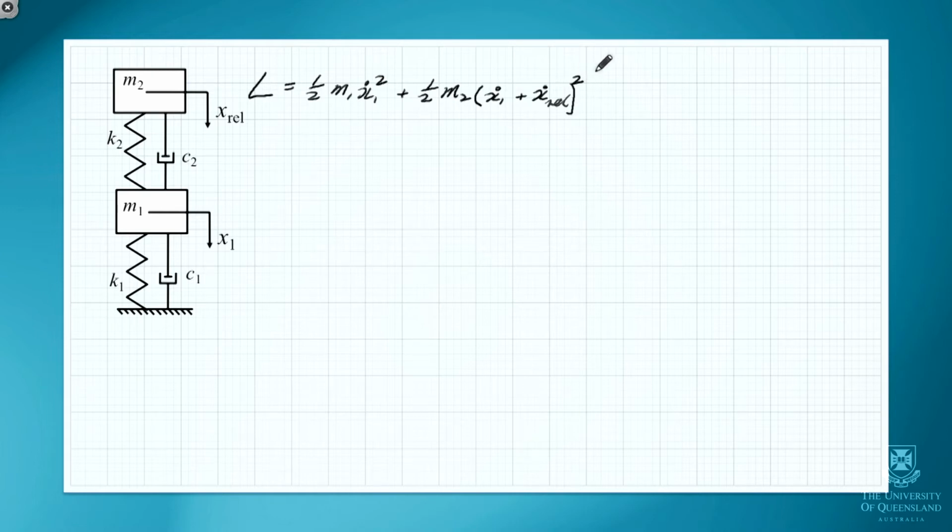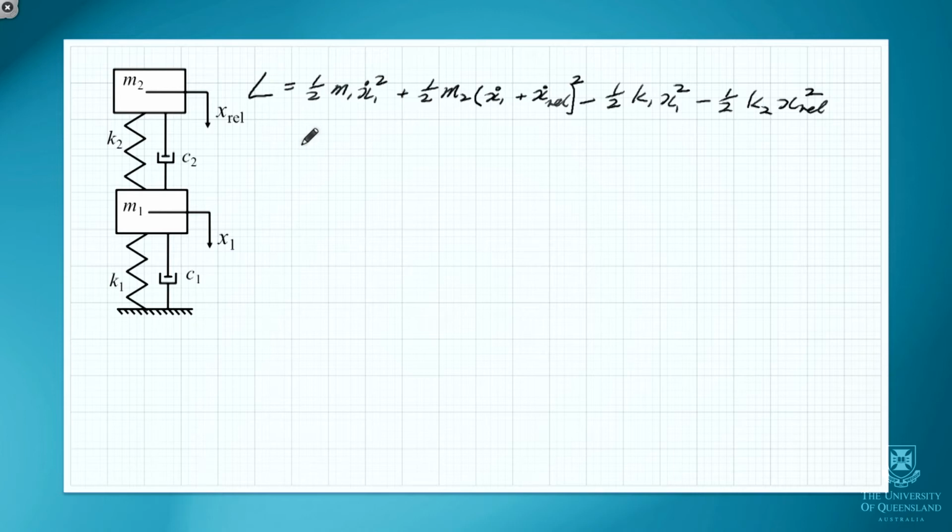Now, I've got to subtract the elastic potential energy, which is minus a half k1 x1 squared, and that of the second spring is also fairly simple because the deflection of the second spring is this relative deflection xrel. So it's minus a half k2 xrel squared. We can differentiate this expression for L with respect to x1 or with respect to xrel to give our 2 equations of motion.